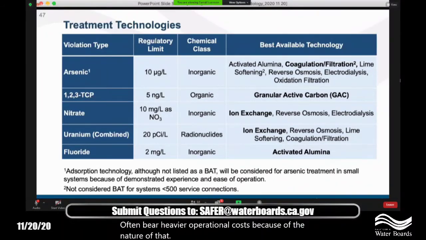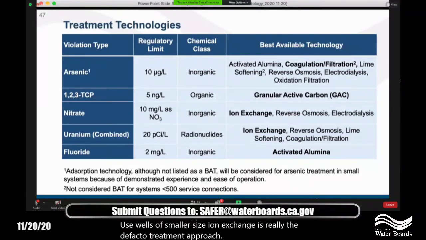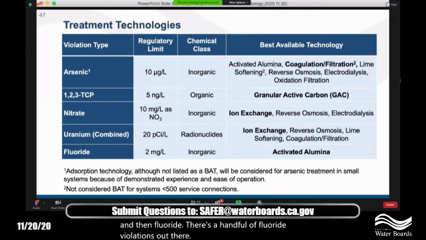TCP, trichloropropane, is pretty straightforward with just granular activated carbon. Nitrate, especially on intermittent use wells of smaller size, ion exchange is really the de facto treatment approach. Again with uranium, and then fluoride, there's a handful of fluoride violations out there, and that really defers to activated alumina. So that just gives you a sense of the technologies there are.